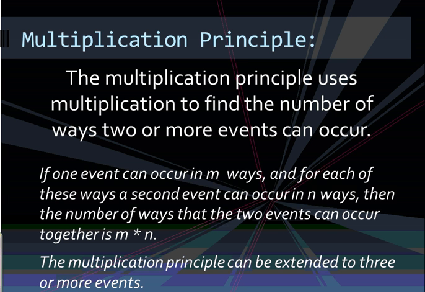Okay, the multiplication principle. The multiplication principle uses multiplication to find the number of ways two or more events can occur. If you have one event that can occur in a certain number of ways, say m, and for each of these ways a second event can occur in n ways, then the number of ways that these two events can occur together is m times n. The multiplication principle can be extended to three or more events. We're going to be looking at this as we proceed.